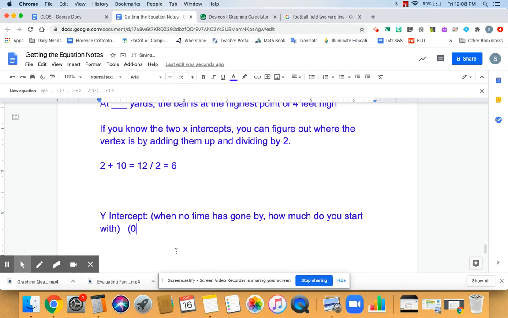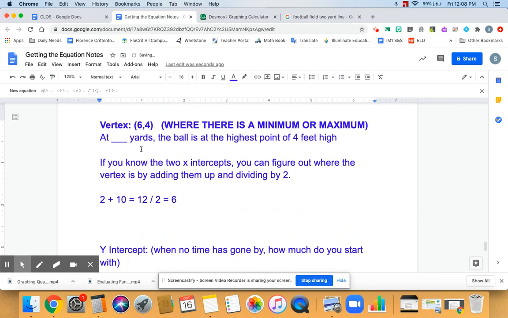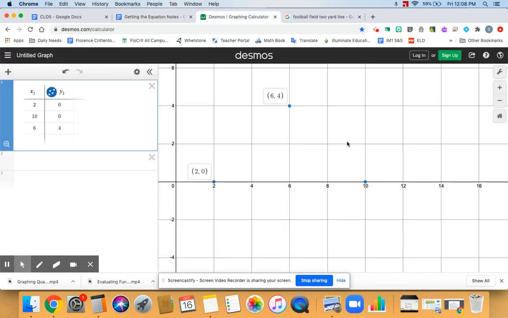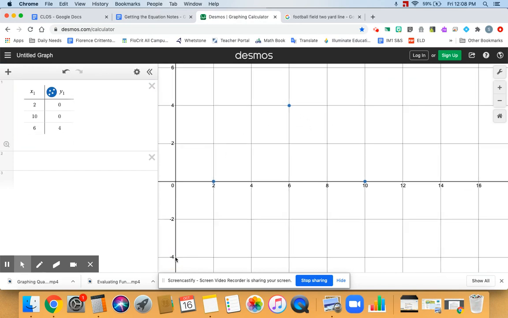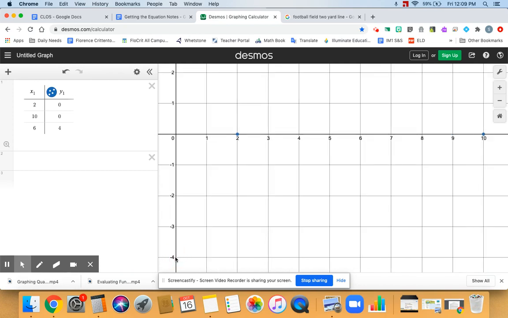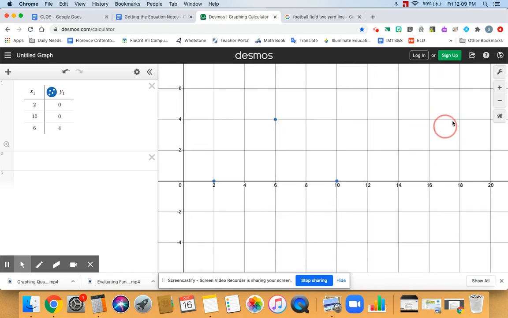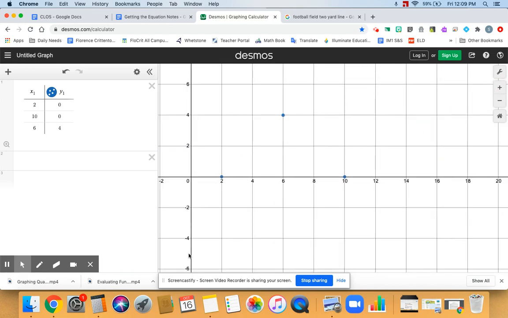However, in this situation, x is about how many yards you're at, because we're saying x is the football yards, so you're starting at the 2-yard line. You're not starting at 0 yards. So if you imagine connecting this graph, it's going to go down and its y-intercept is going to be negative. The ball's not going to actually be underground. This is one of those situations where the y-intercept doesn't matter to our real life situation because we're starting ahead of the y-intercept. We're starting at the 2-yard line.